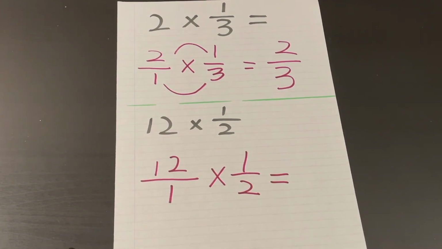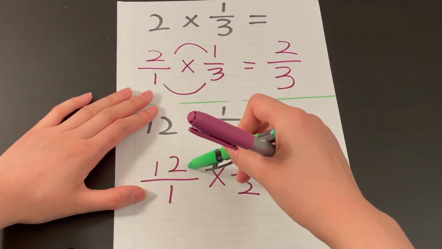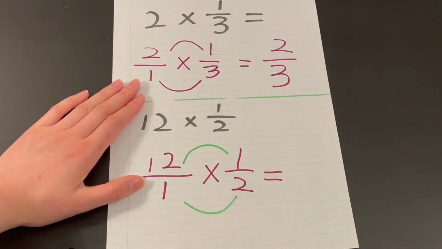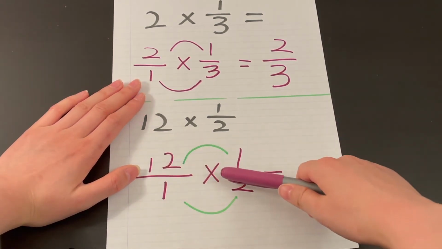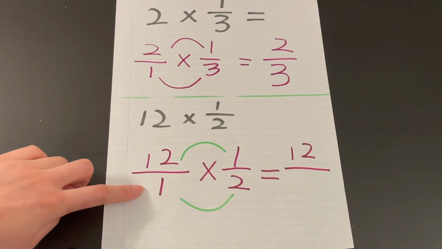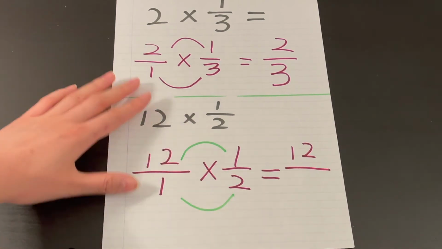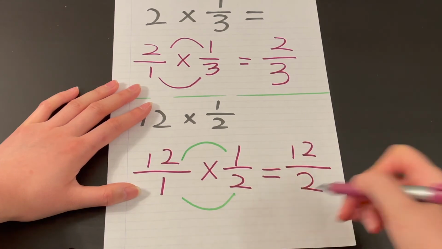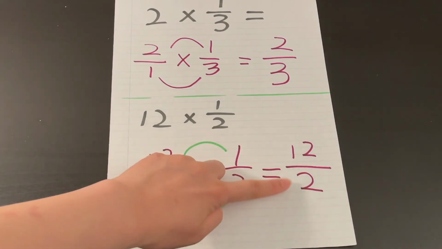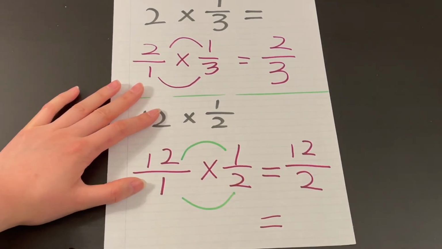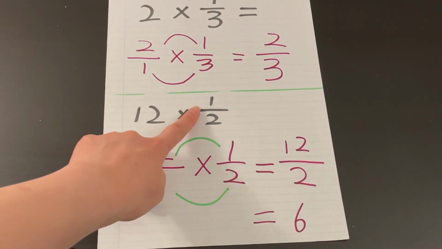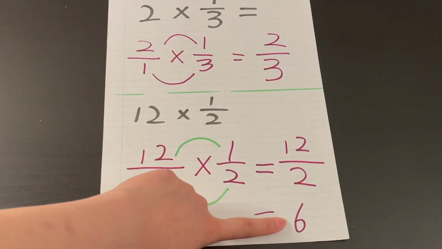Yes, when we multiply fractions, we need to multiply numerator by numerator and denominator by denominator. Let's do the numerator first. 12 times 1 is 12. Great job. Let's try the denominator. 1 times 2 is 2. Here we go, we got 12/2. But now, when we do 12 divided by 2, we know the answer is 6. Great job! So, 12 times 1/2 equals 6.